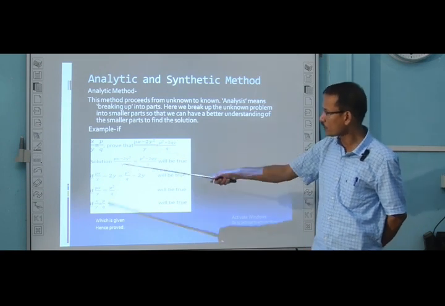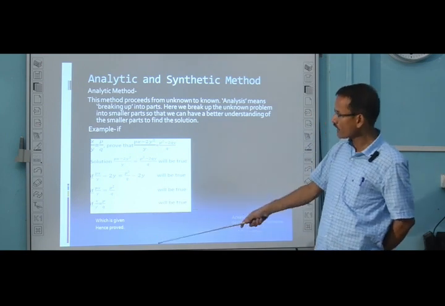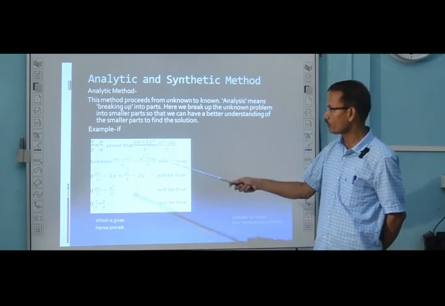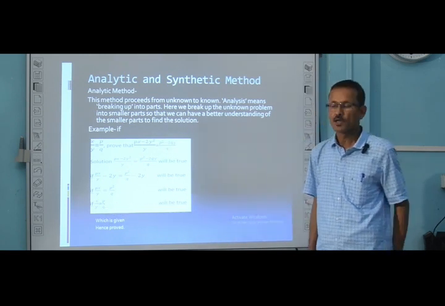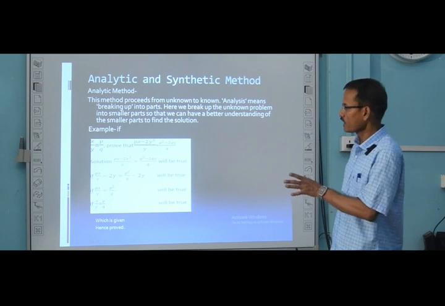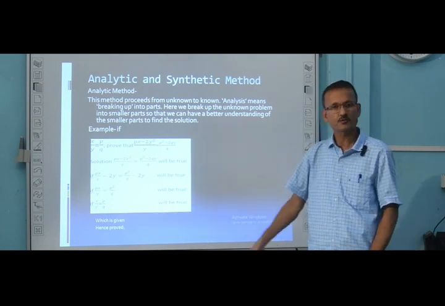So we can conclude this will be true if the last line is true, and the last line is already given to be true. So proceeding from the unknown, we have arrived at a known conclusion. This is the analytic method, and ultimately we can write: this is given, which is given, hence proved.